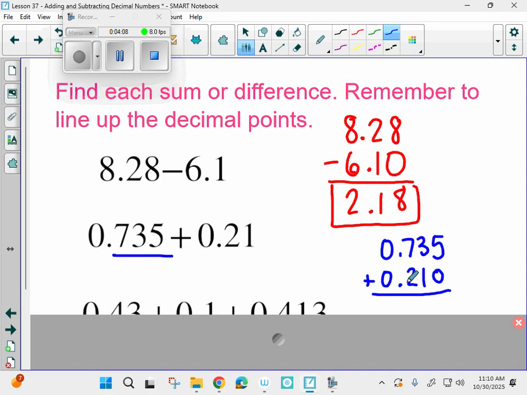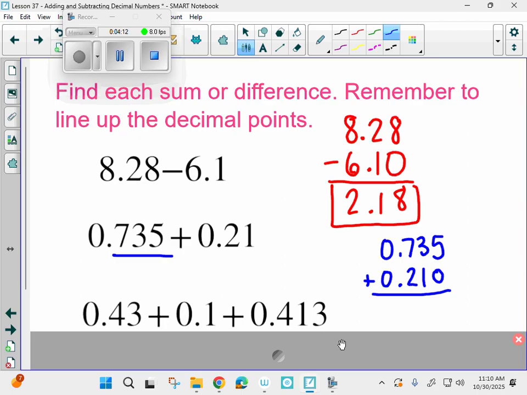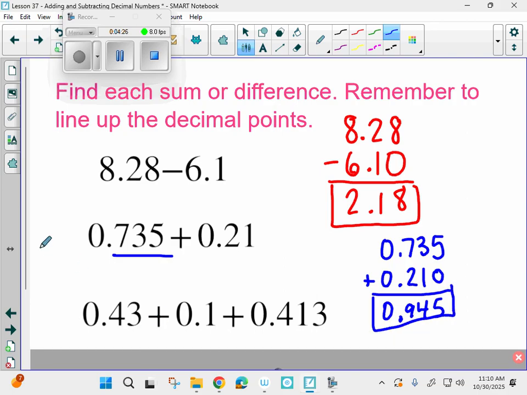Great. Richard, what did you get? 0.525. Oh, did you subtract? Whoops. Don't subtract. Macy, what'd you get? 0.945. Yep, so make sure you add. Great job, you guys.